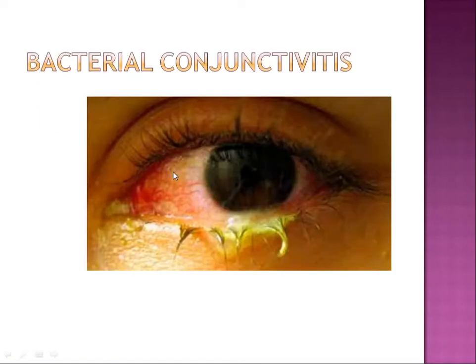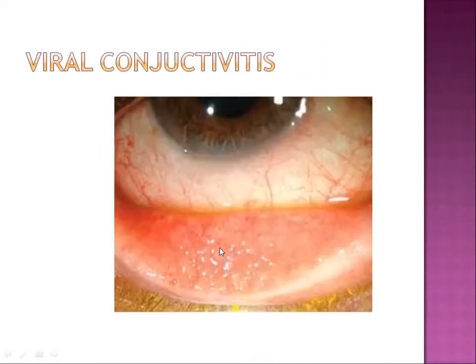So if you are seeing this picture, when there is congestion, here in this corner you can see the presence of mucoid discharge. Here you can see, because of the mucoid discharge, there is matting of the eyelashes. All this goes more in favor of bacterial conjunctivitis.